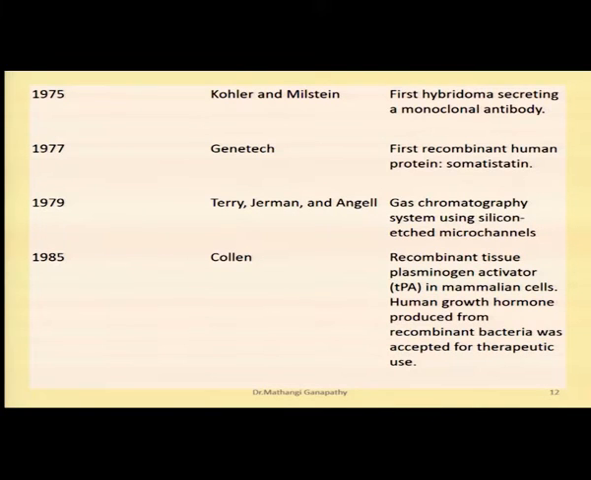And in 1979, Terry et al. devised a gas chromatography system using silicon-etched microchannels. 1985 had the production of recombinant tissue plasminogen activator, TPA, in mammalian cells. And also we had the synthesis or the secretion of the human growth hormone from the recombinant bacteria. This recombinant growth hormone produced by the bacteria was accepted for therapeutic usage in 1985. And this was again a major breakthrough or a milestone in the history of genetic engineering and recombinant technology.